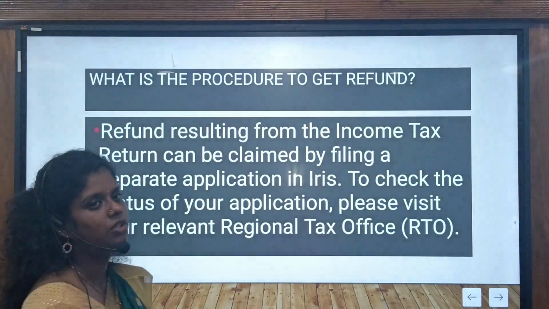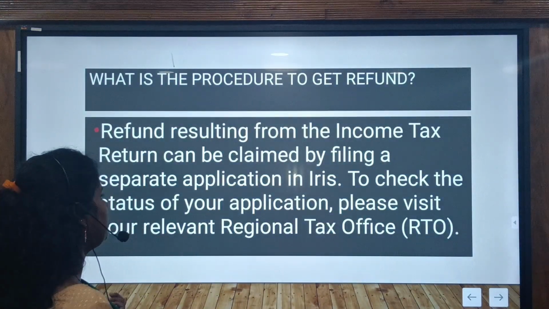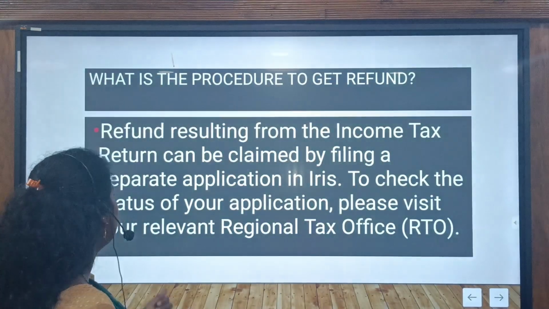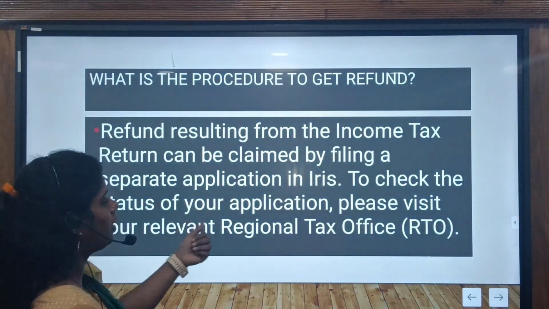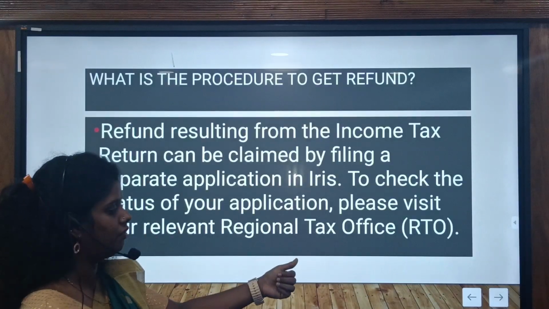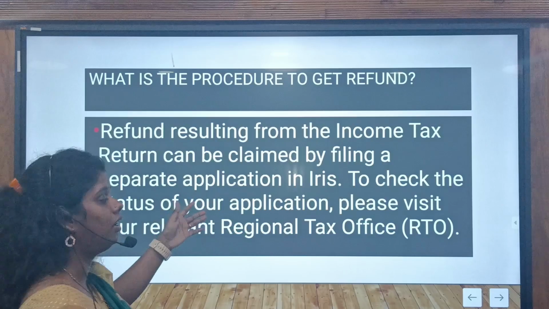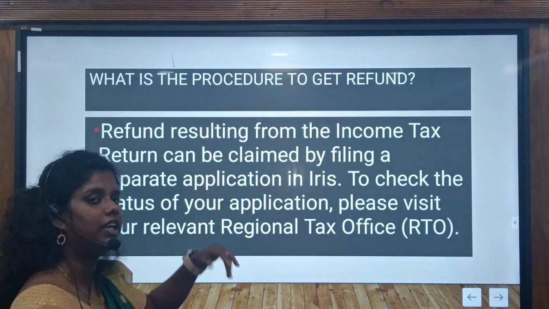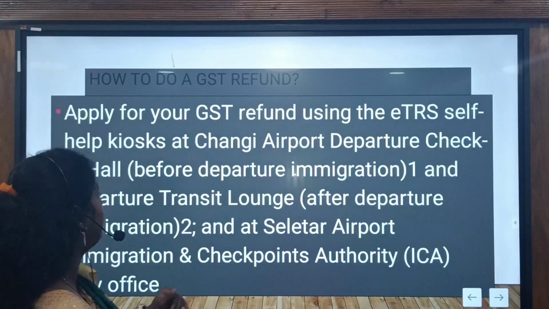What is the procedure to get the refund? So a refund resulting from the income tax return can be claimed by filing a separate application in IRS. To check the status of your application, please visit your relevant regional tax office. So here, at the RTO regional office, we can go and file against the claim so that we can get the refund. How to do a GST refund?